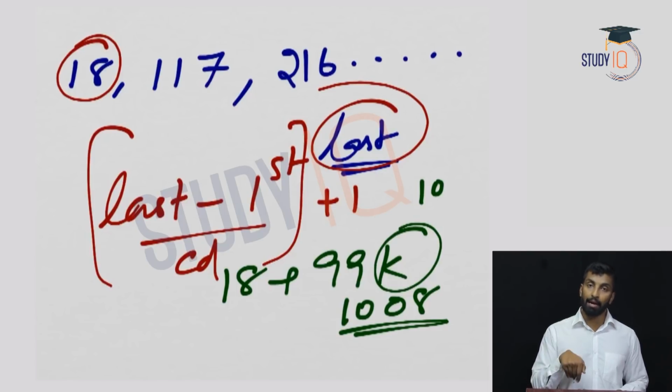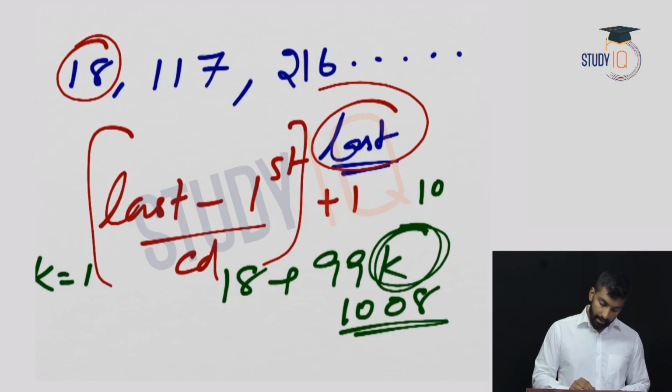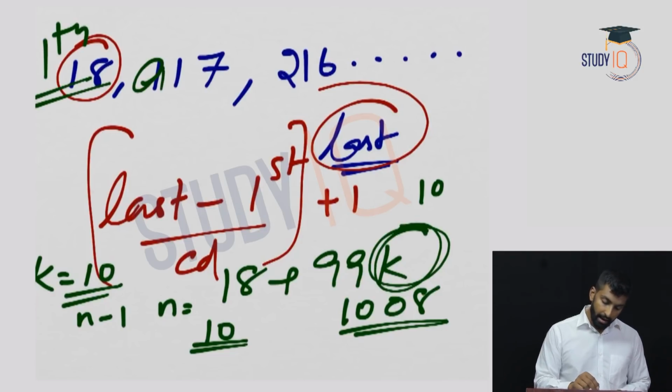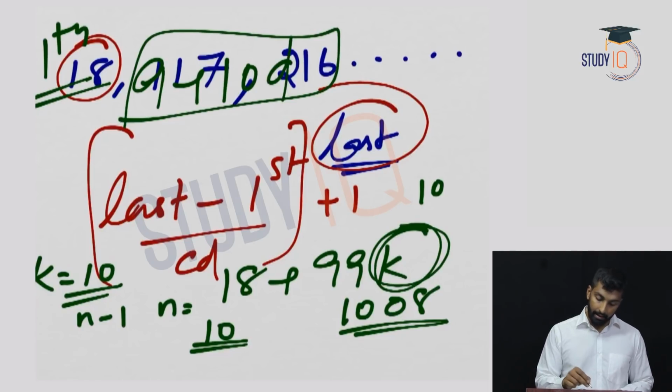So I am looking for a number less than 1000. So if your k is 10, what does it mean? k is actually n minus 1, right? So what is n? n is 10. I hope you understood. If you are finding the nth term, that is the 11th term, how will you proceed? a plus n minus 1 into d. That is a plus 10d. That's what I did here.